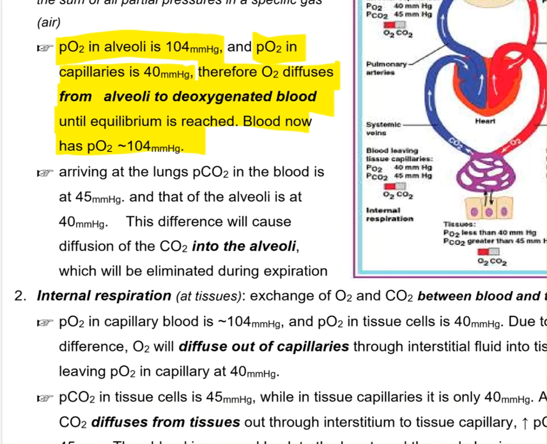Now, think of the carbon dioxide. It can do the opposite. So we have deoxygenated blood coming into the lungs, and there's 45 millimeters of mercury of pressure of carbon dioxide in the blood. The alveoli is at 40. There's always a little bit of residual carbon dioxide there. However, that's still a higher number inside than outside. So that difference will cause the diffusion of the carbon dioxide into the alveoli, which will be eliminated during expiration.